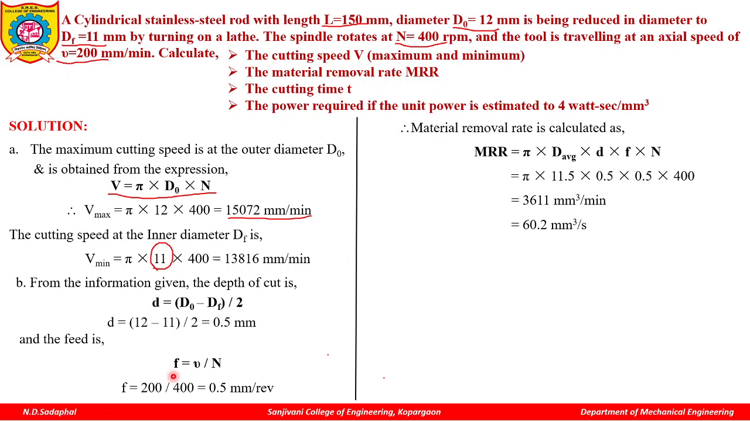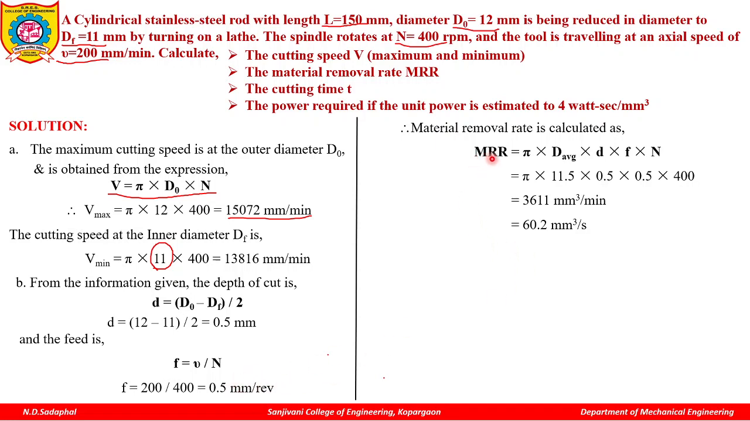Then remember these units, because for calculating f, the unit of small v is mm per minute, upon capital N, which is the rpm. So minute will get cancelled and you will get the unit mm per revolution. So this unit is important.